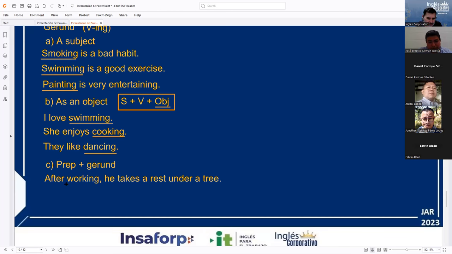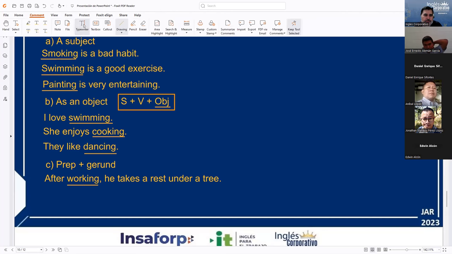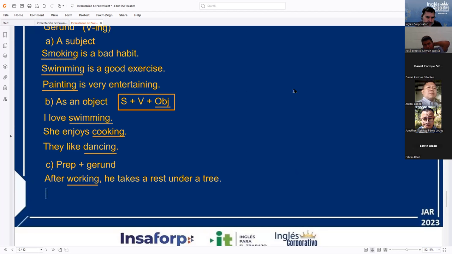Okay, my dear ones, this is a preposition. And this is the verb in ing after the preposition. Before going home, he turns off the computer. Yeah, he turns off the computer, only that.